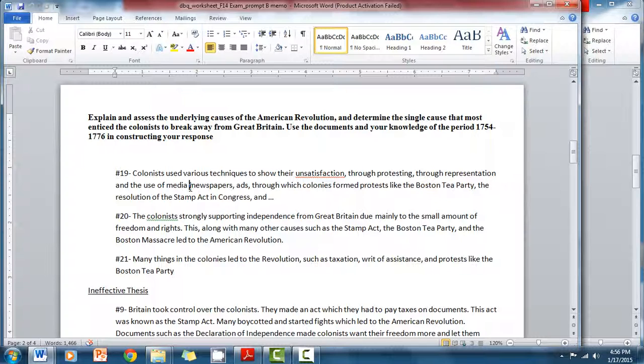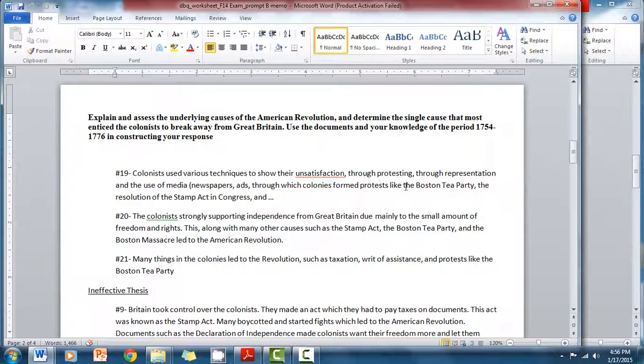And we don't need examples, newspapers, ads. You do that in the body of the essay. We do not need that in the thesis. Way too many details. You use the word media, perfect, a term for the many different types of media. No need to talk about even what the media is protesting or what the media is highlighting.